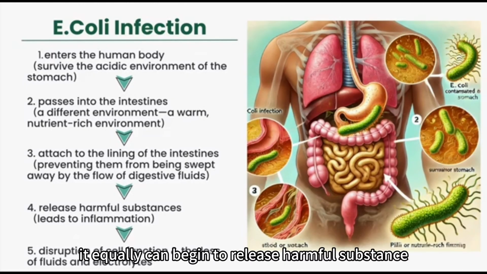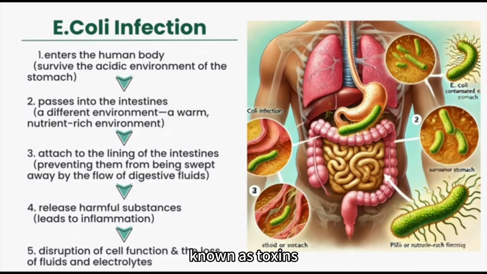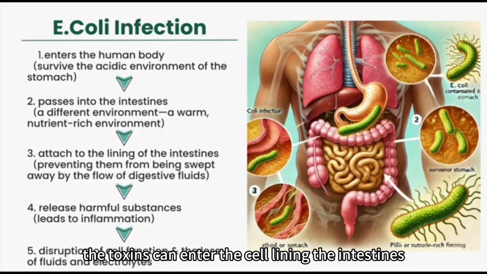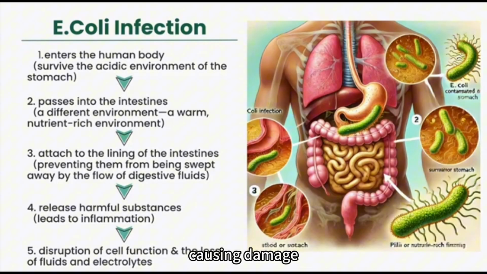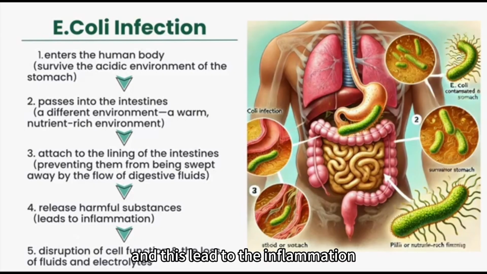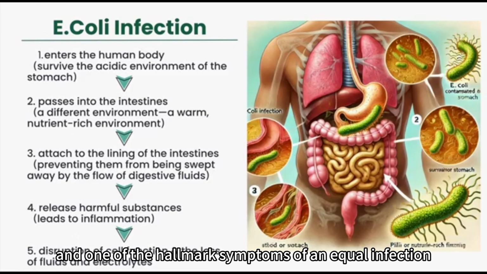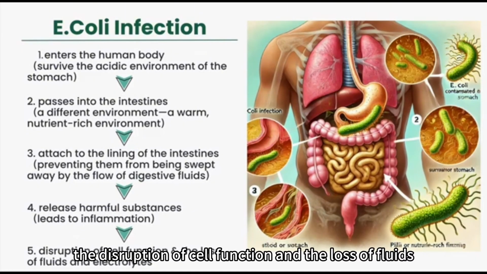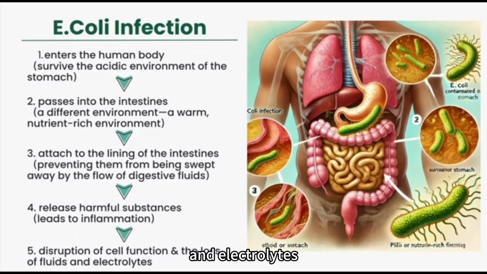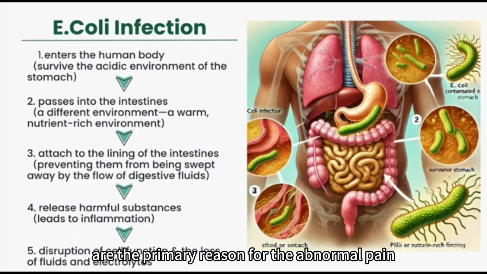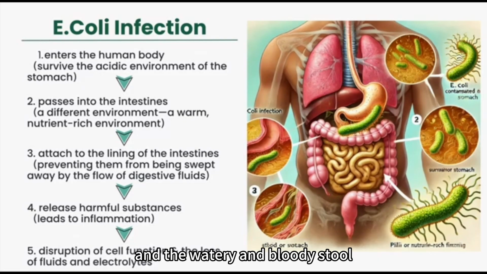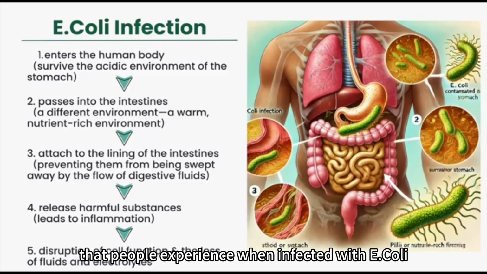Once attached, E. coli can begin to release harmful substances known as toxins. The toxins can enter the cells lining the intestines, causing damage and disrupting their ability to absorb water and nutrients. And this leads to inflammation, which is the body's natural response to the infection. One of the hallmark symptoms of an E. coli infection is bloody diarrhea. The disruption of cell function and the loss of fluids and electrolytes are the primary reasons for the abdominal pain and the watery and bloody stool that people experience when infected with E. coli.